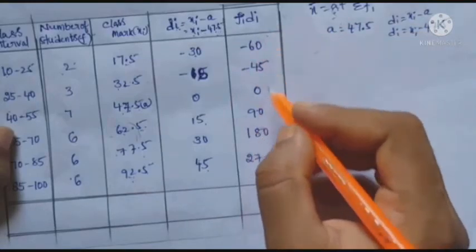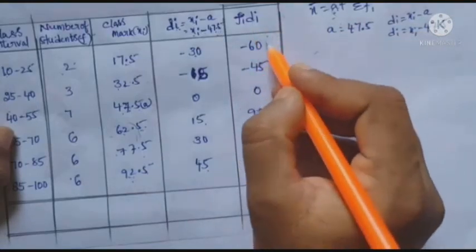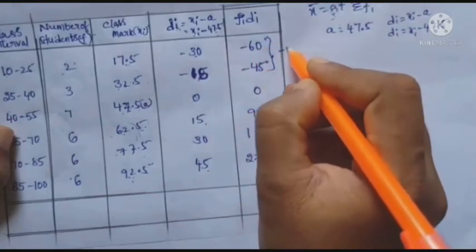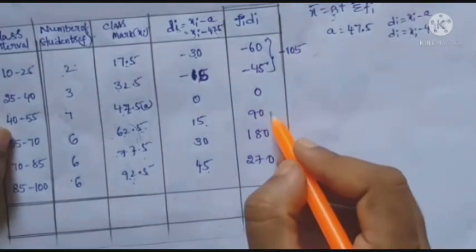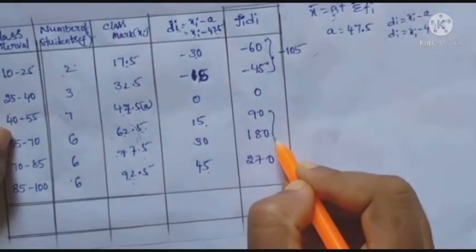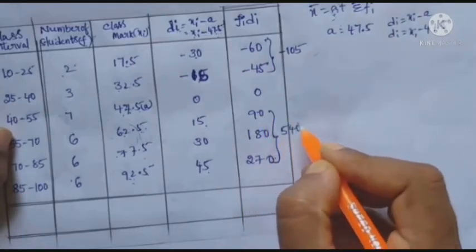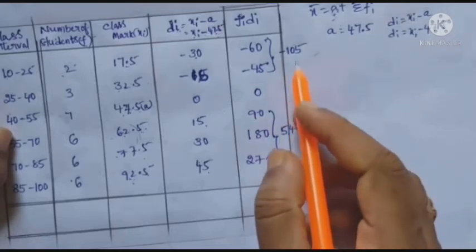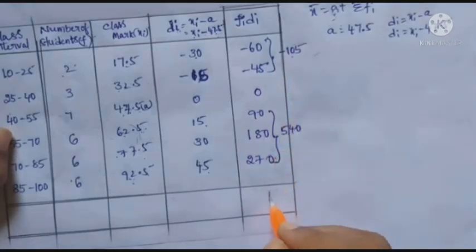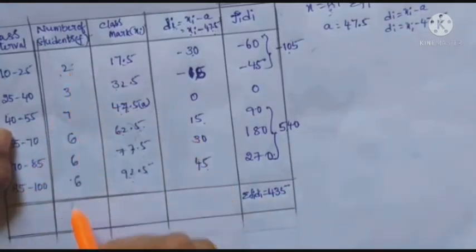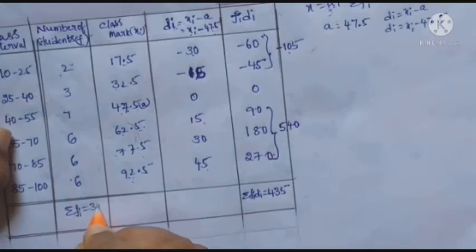So now find the sum of fi di values. The sum is minus 60 plus minus 45, minus 105. Next one, 90 plus 180 plus 270. The sum is 540. So total 540 minus 105 value is 435. This is sigma fi di. Next, sigma fi value, already you found it. Sigma fi is equal to 30.